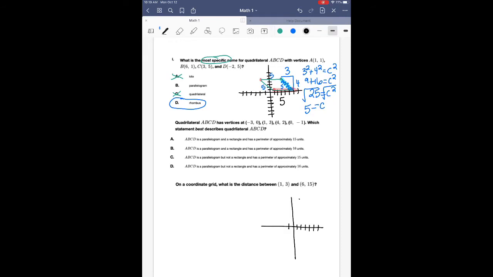All right, and if I'm finding the perimeter, I'm most likely going to have to do some Pythagorean theorem in order to find the distance. So my first point is (-3, 0). And then I have (1, 3). Then I have (4, 2). And then I have (0, -1).